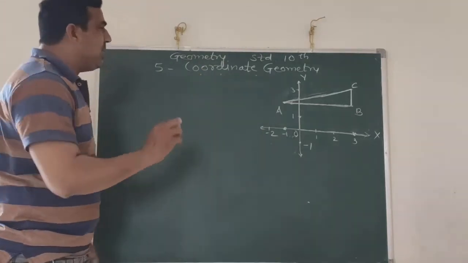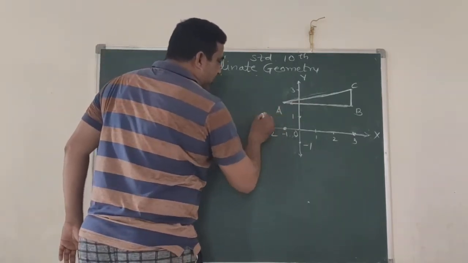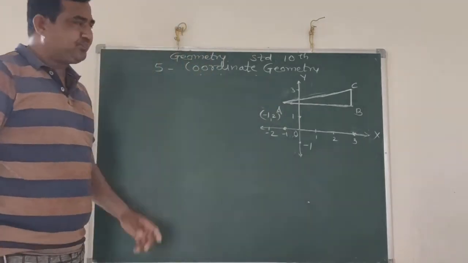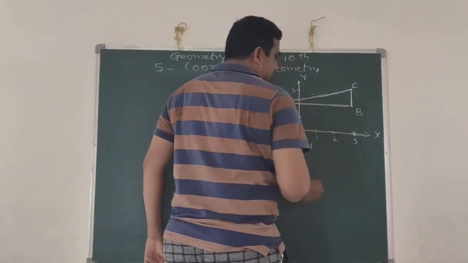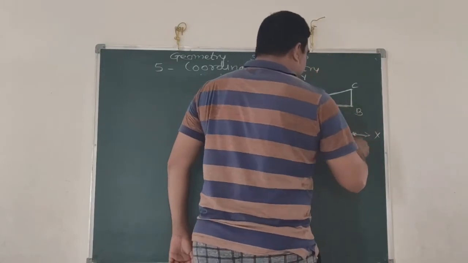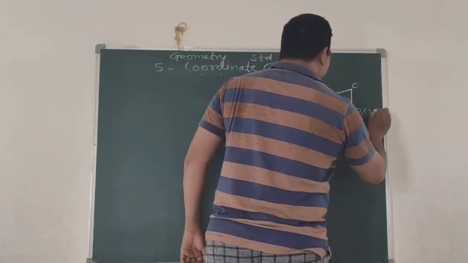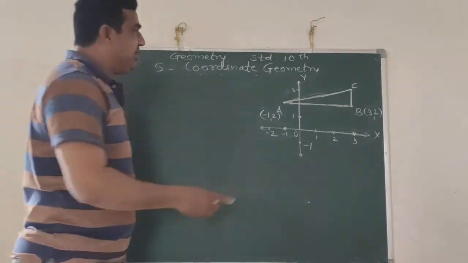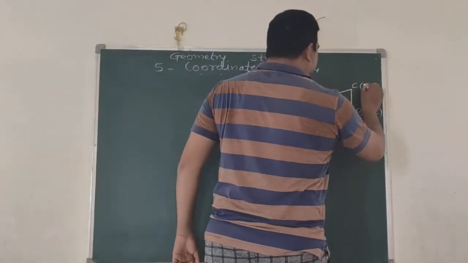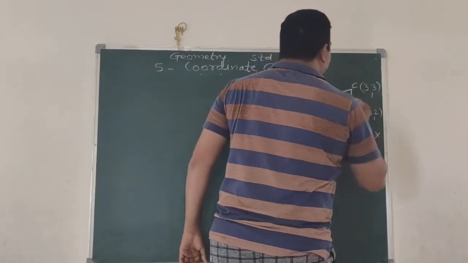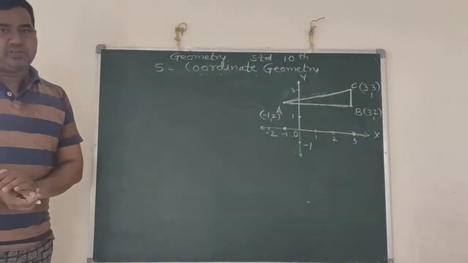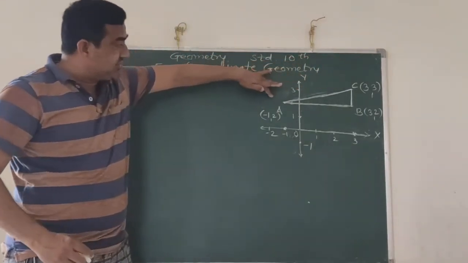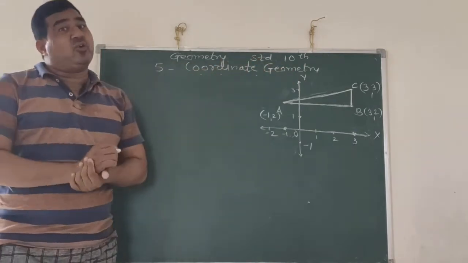For that, first of all, A has coordinates -1, 2. Point B has x coordinate 3, y coordinate 2. Then point C is there. Point C has x coordinate 3, y coordinate also 3. Here we got the coordinates of the points. Now I want to find out this distance AC. Here we cannot find distance AC directly.